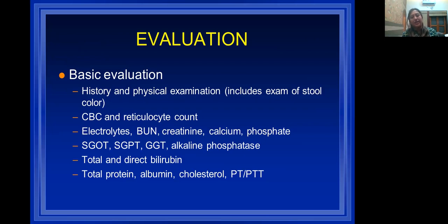Then CBC and reticulocyte count. Also, other routine investigations like renal function and the liver function tests comprising SGOT, SGPT, GGT, alkaline phosphatase, total and direct bilirubin, and protein to evaluate the functioning of the liver. Whether all the liver functions are intact or not, we will do all the tests, and the coagulation profile is important because even in case of EHBA, the coagulation profile can be mildly diminished.